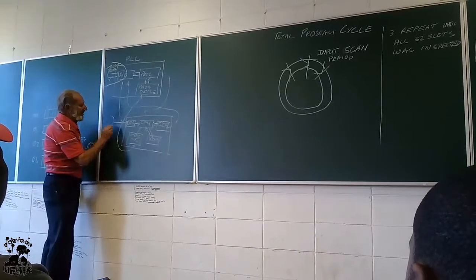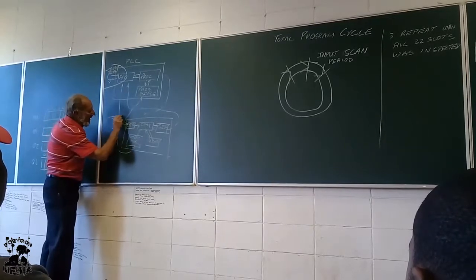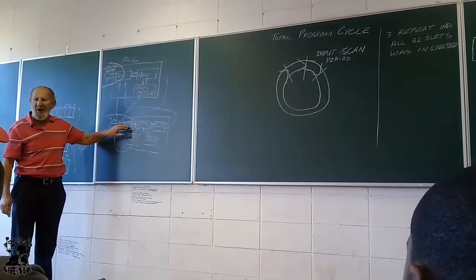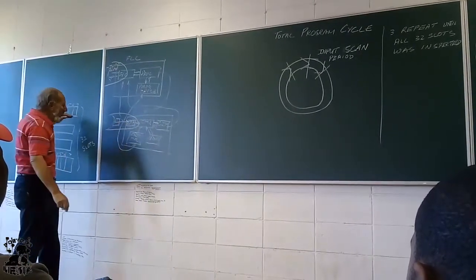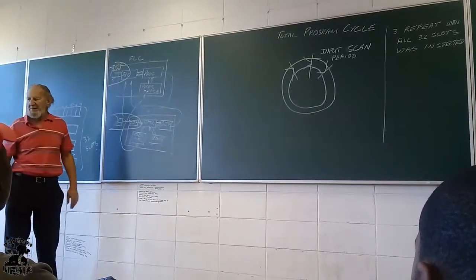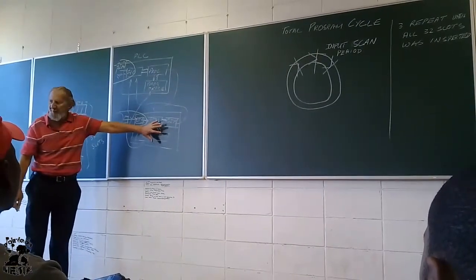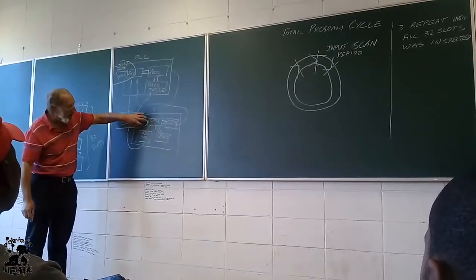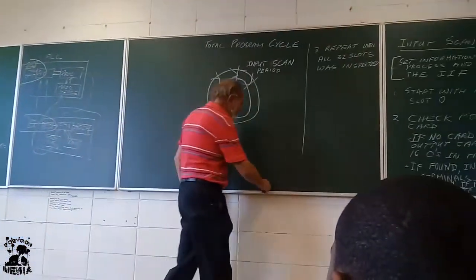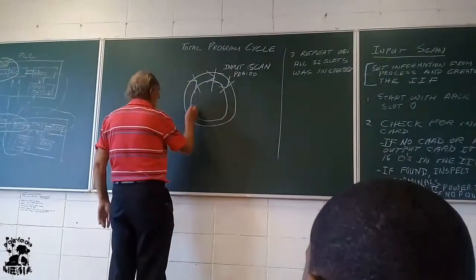Here's the process. Here's the input-output section. It's working here, creating the input image file from the input cards, which are connected to the process. This is not involved. It's only creating that there. Then we come to the next part. This is the user program.